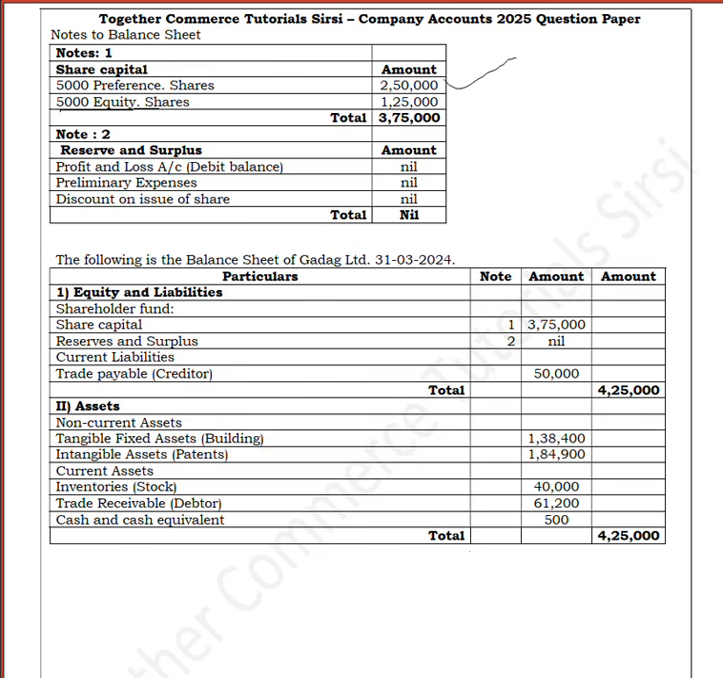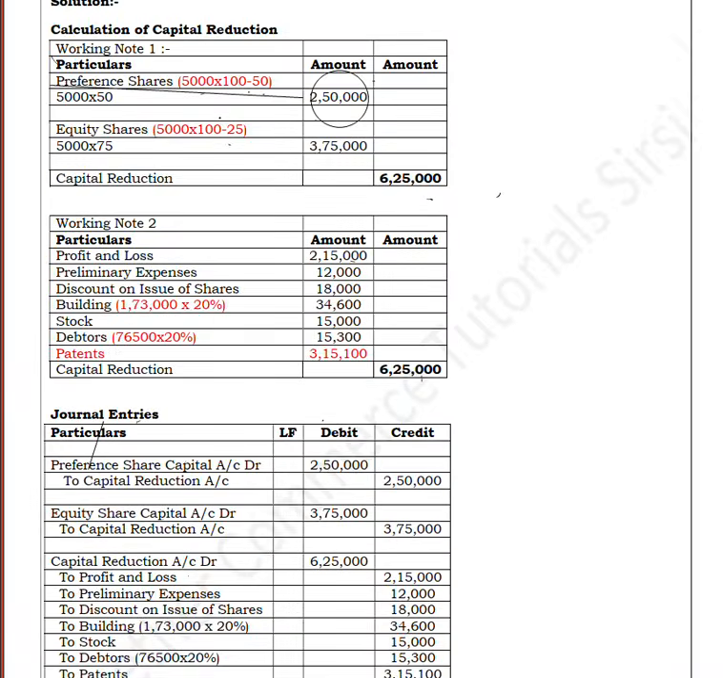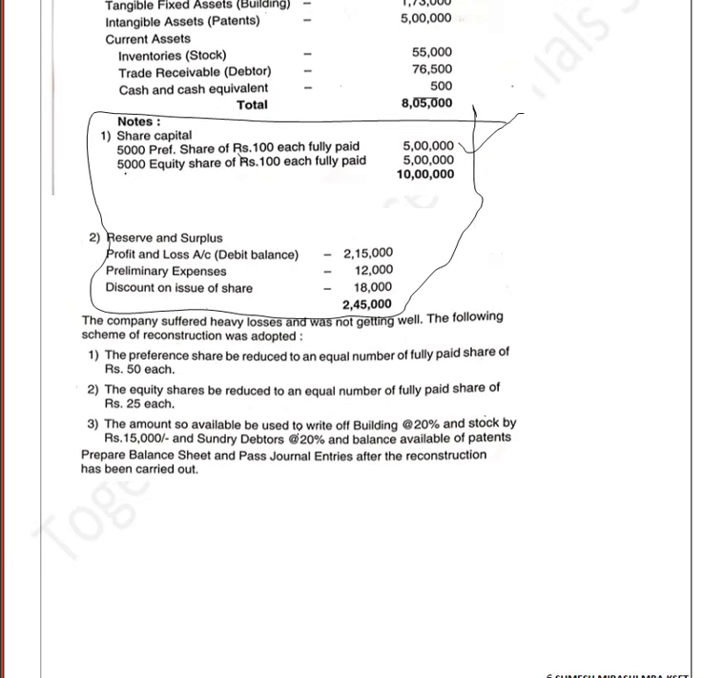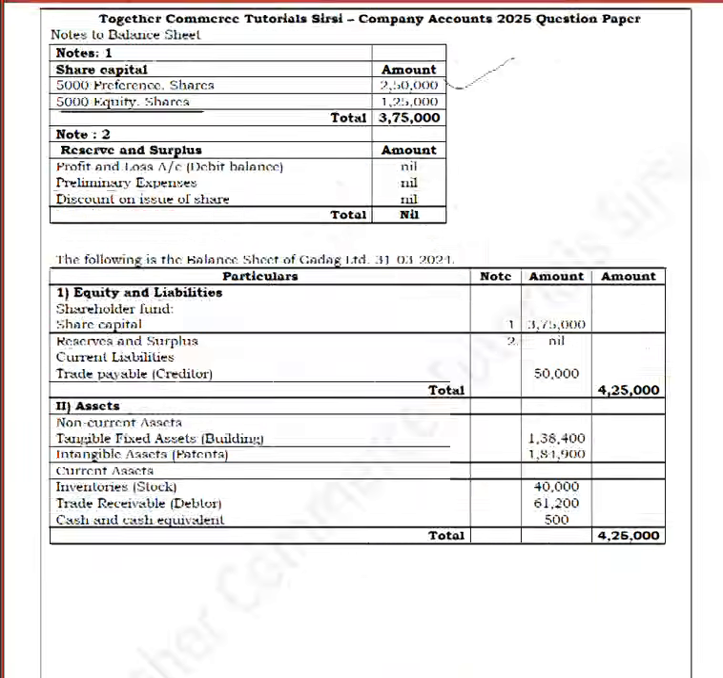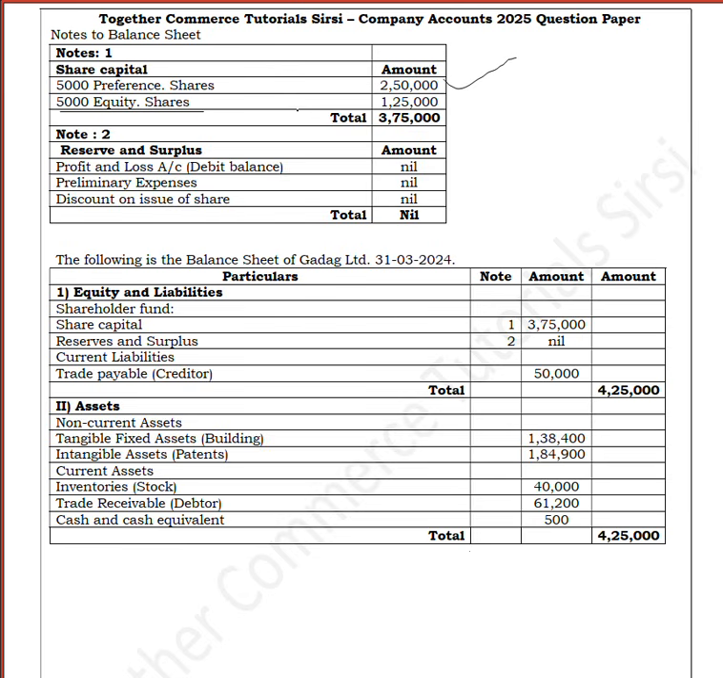Okay, next one, equity share 5,000 equity shares. In the question, 5,000 equity shares is 5 lakh. Now let's go for solutions. Equity shares are 3,75,000. So 5 lakh minus 3,75,000, the answer is 1 lakh 25. Then the total, 2 lakh 50 plus 1 lakh 25, is 3 lakh 75.